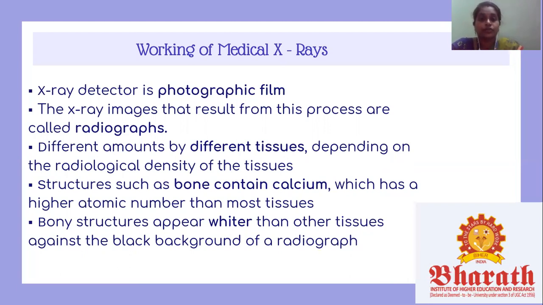To create a radiograph, a patient is positioned so that the part of the body being imaged is located between the X-ray source and an X-ray detector. When the machine is turned on, the X-rays travel to the body and are absorbed in different amounts by different tissues, depending upon the radiological density of the tissues they pass through. Radiological density is determined by both the density and the atomic number.